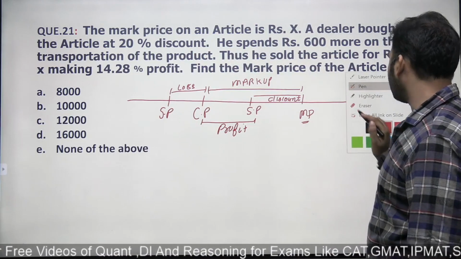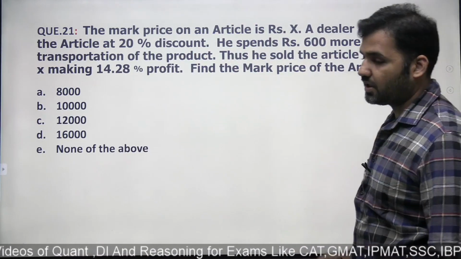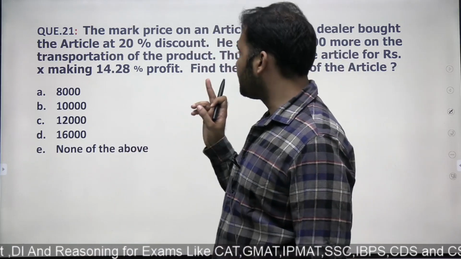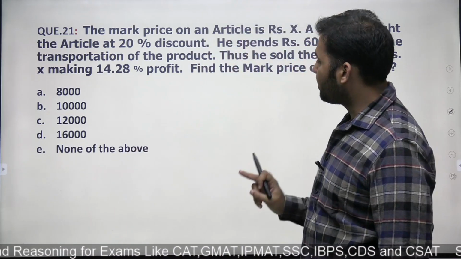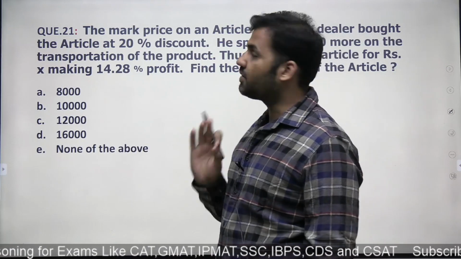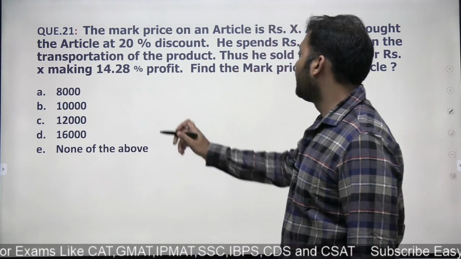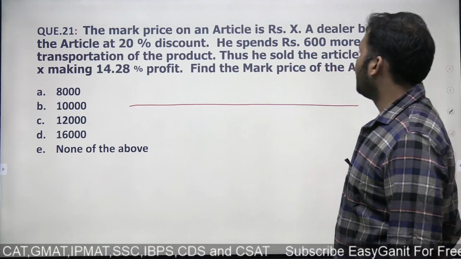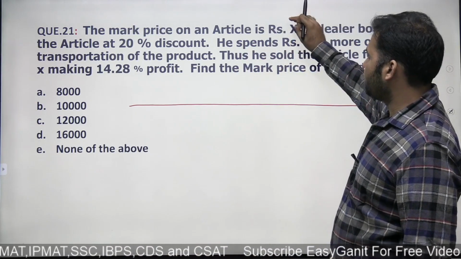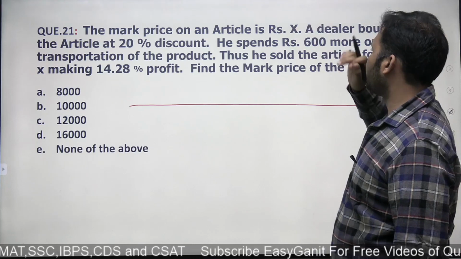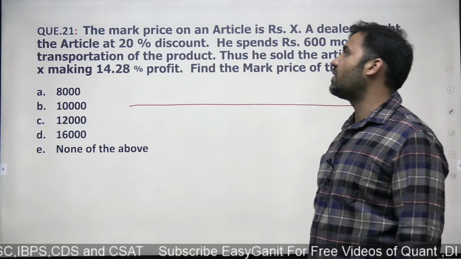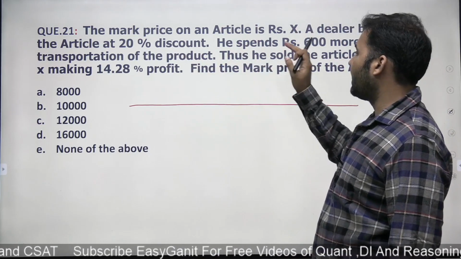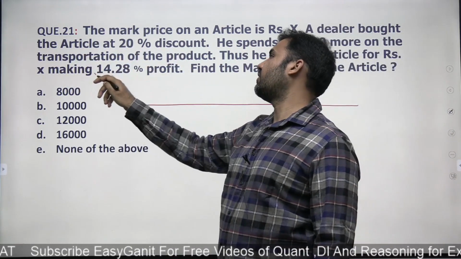Now I gave you the basic idea, right? एक basic idea मैंने आपको दे दिया कि price line पे price को denote कैसे करते हैं. Now you can use this to answer this question, जिसमें आपको equation नहीं बनाना पड़ेगा. बहुत कम calculation में question का answer हो जाएगा बच्चों, right? I'll assume that this is my price line, right? So there is some price, mark price आपको दिया हुआ है X, right? You are purchasing the product at 20% discount. 600 रुपए आपने ट्रांसपोर्टेशन पे खर्च किया, फाइनली सेलिंग द प्रोडक्ट एट X और मेकिंग 14.28%.